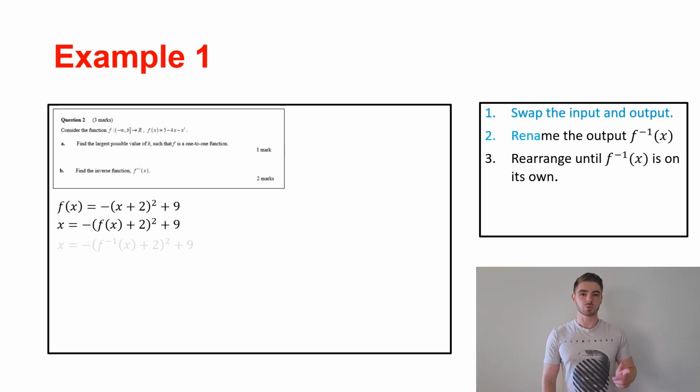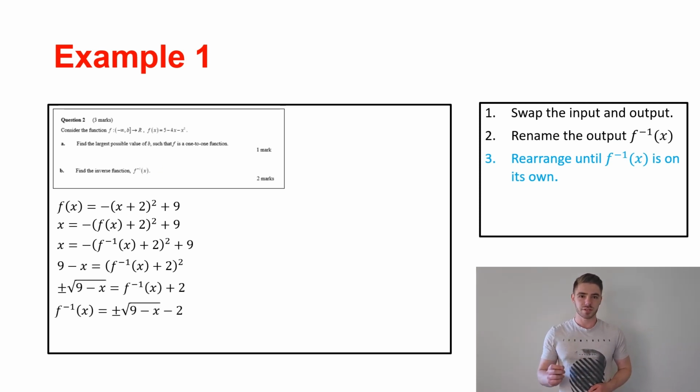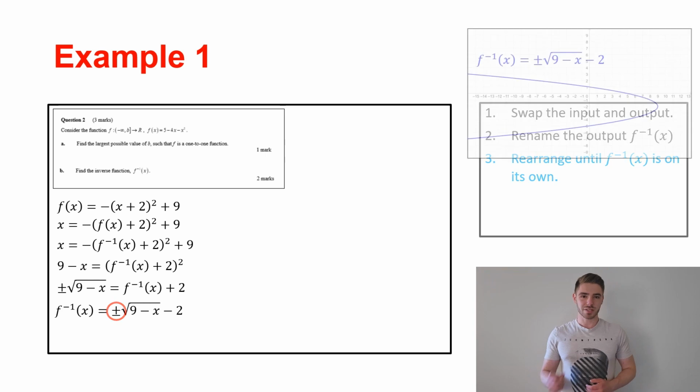Next, we're going to make sure that we rename f of x to become f inverse of x, because that's what the question is expecting. And finally, we just rearrange until f inverse of x is on its own. It's important to remember that whenever you take the square root of a number, both the positive and negative solutions are valid. The problem is, this has given us a relation.